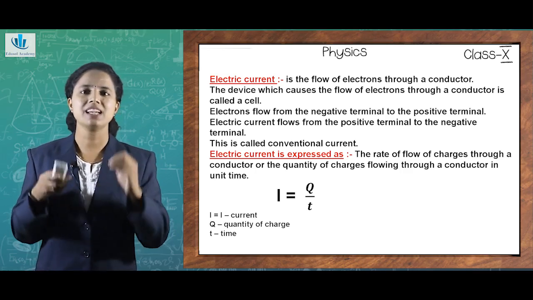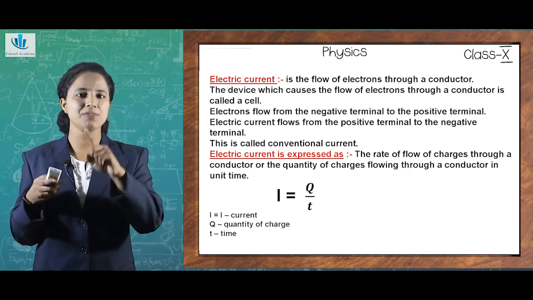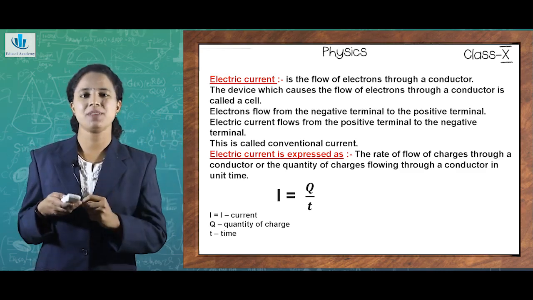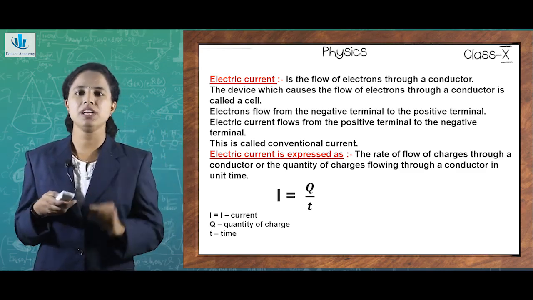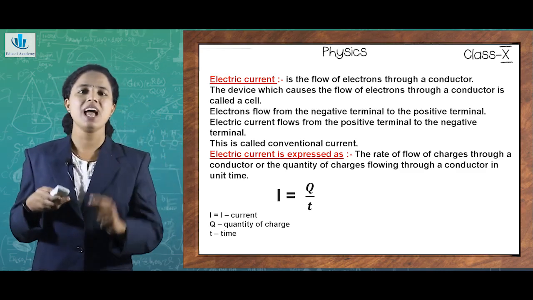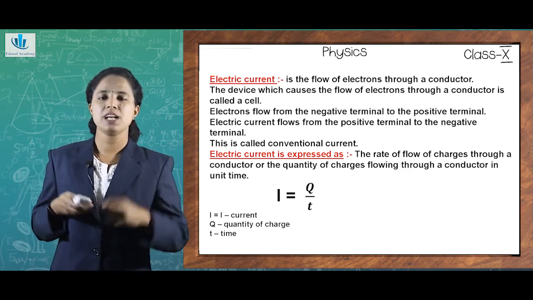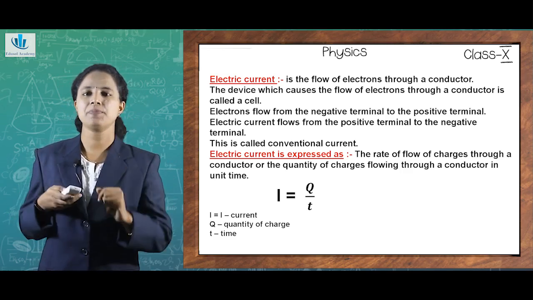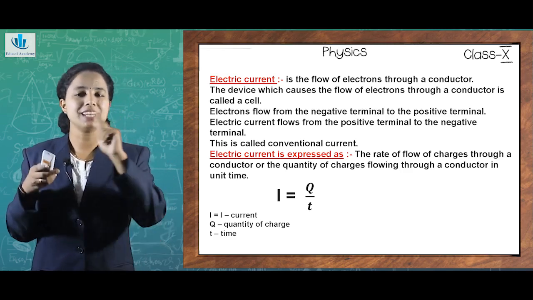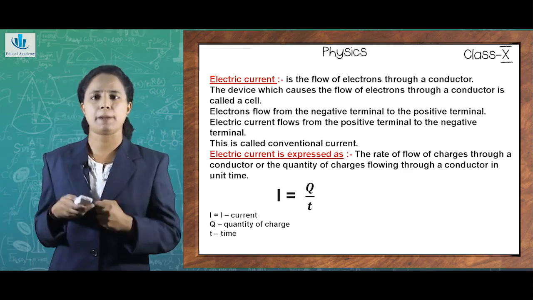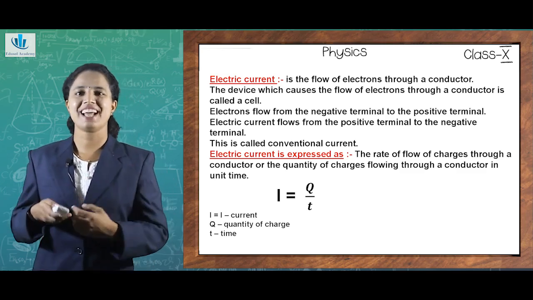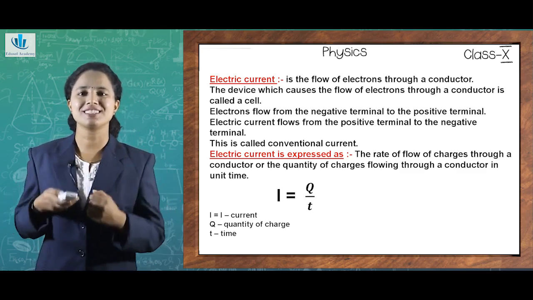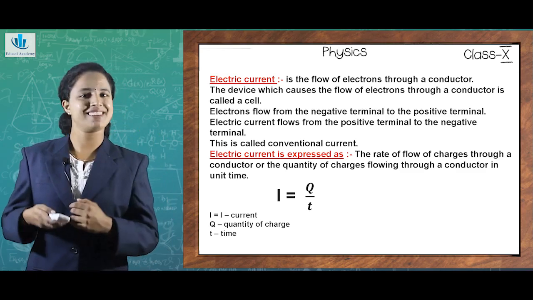How do these electrons contribute to electric current? The electrons will flow from the negative terminal to the positive terminal. If you take a battery, it will have a negative terminal as well as a positive terminal. So, if you connect this cell into a circuit, the electrons will flow from the negative terminal to the positive terminal.